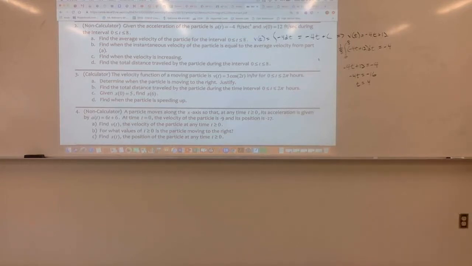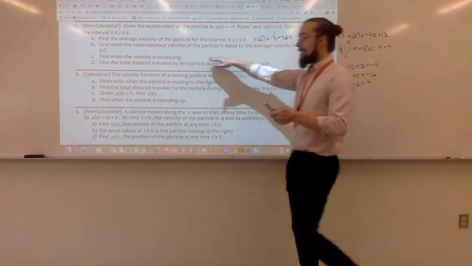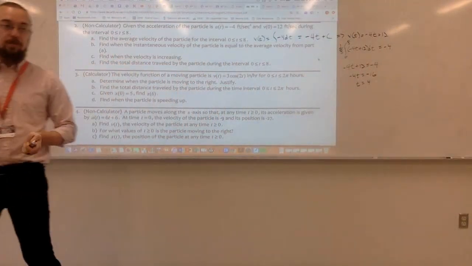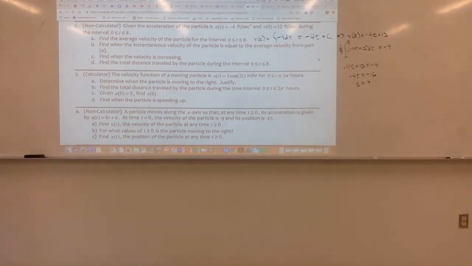Why was that so much easier? Well, because I know what a point is. So then, part C, find when the velocity is increasing. How do we do that?